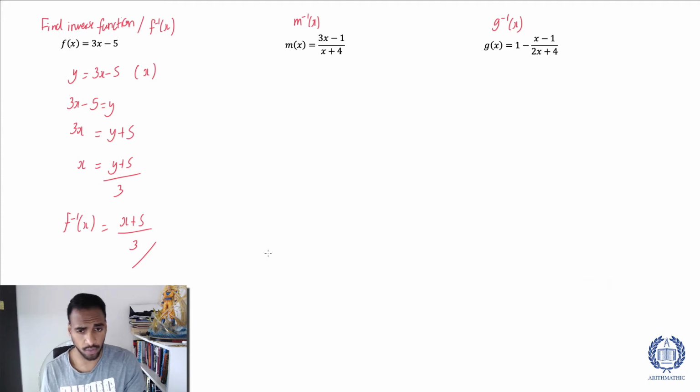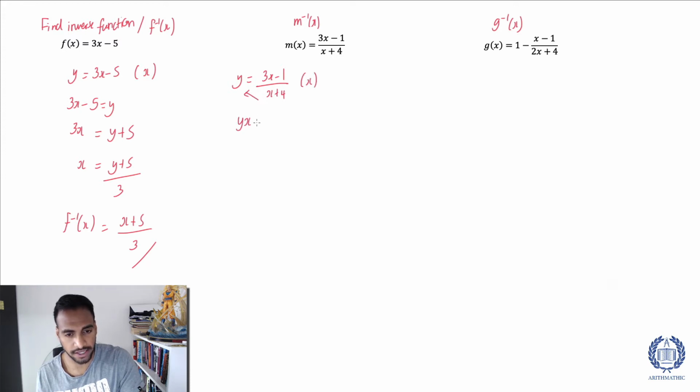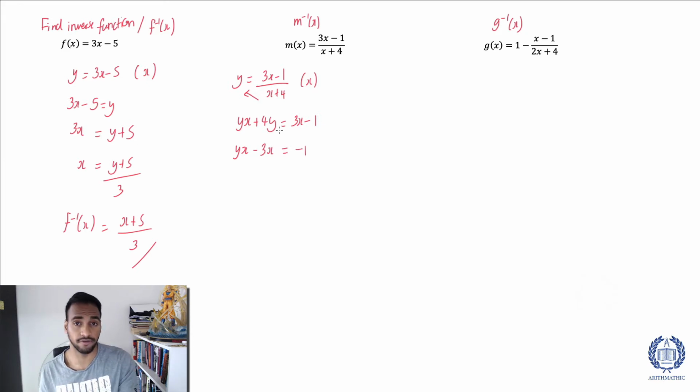Now, if we look at the second one, the first thing we're going to do is the same thing. We say y equals the function, which is 3x minus 1 over x plus 4. Remember, we want to make x the subject, right? So we're going to cross multiply. If we cross multiply, we get yx plus 4y, because I'm timesing everything by y, equals 3x minus 1. Now, because I want x the subject, I'm going to move all the x terms to the left-hand side. So this 3x moves to the left-hand side, now becomes minus 3x, equals minus 1. Now move the 4y to the right, becomes minus 4y.